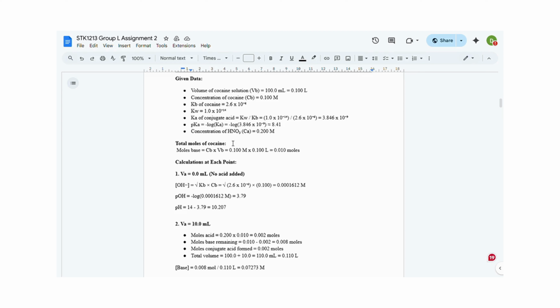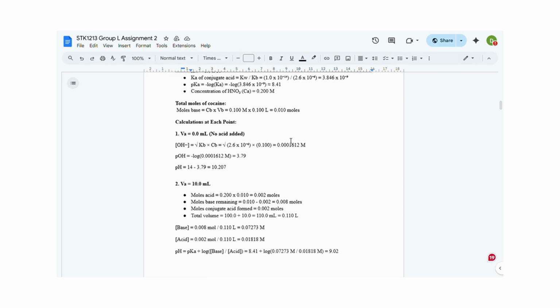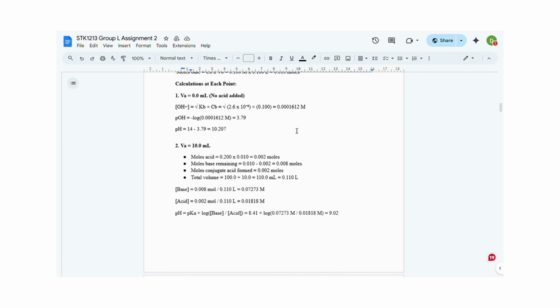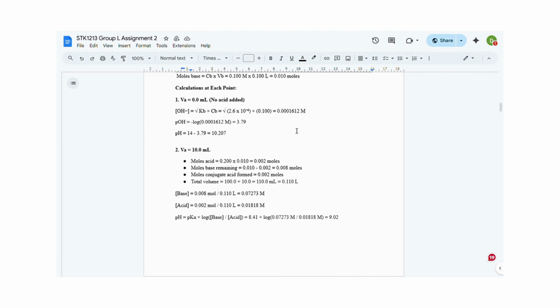And the concentration of nitric acid is 0.2 mol. And then the mol of base is 0.01 moles. So how to calculate? Okay, we need to calculate all of the volumes given. So we have 12 volumes we need to do. So how to do it?